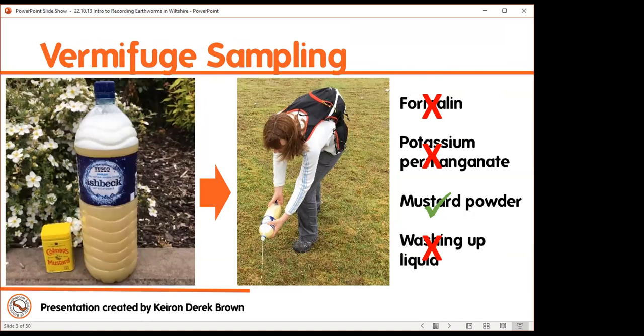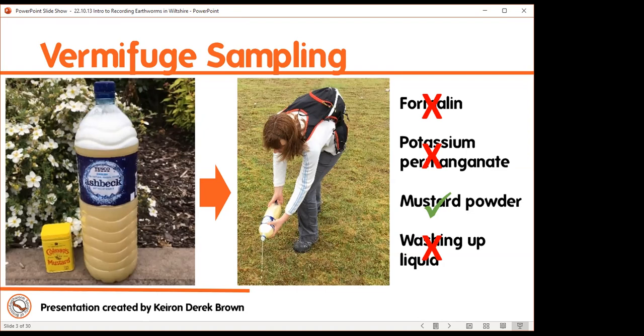Traditionally, they would have used formalin, potassium permanganate. These are both quite environmentally unfriendly, and formalin's not very friendly to people either. So it's been found that a mustard solution works the same. It acts as an irritant to the earthworm. You pour it on the ground. As it soaks into the ground, it irritates the earthworms and they come up.